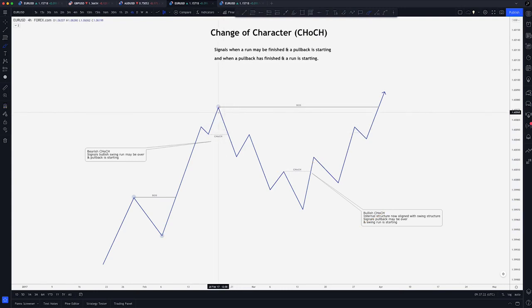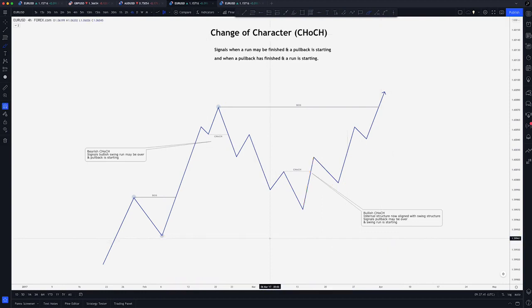And that basically just allows us to anticipate when the pullback is starting, and then when the pullback has finished. And then when we get that internal structure to the upside, we get that change of character. Now we can look to get long and target what? Target that weak high. Why is that a weak swing high? Well, because it failed to do its job. It failed to take out that swing low.